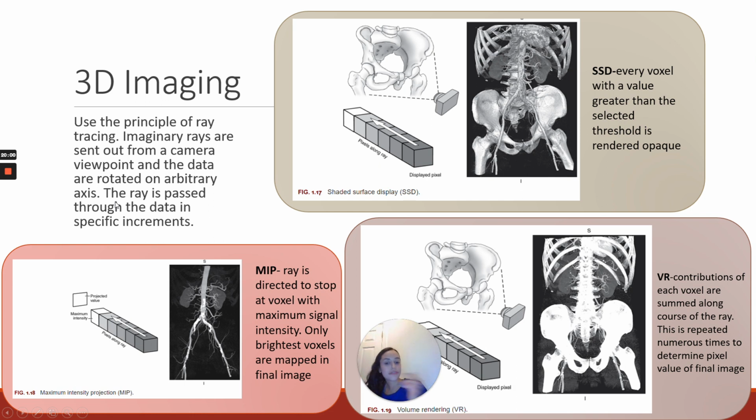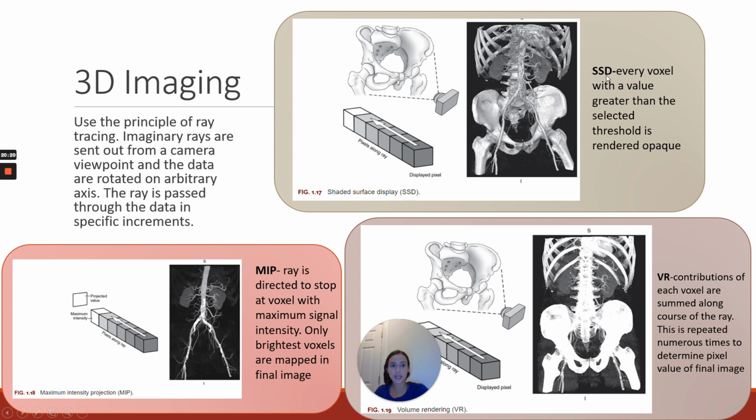3D imaging, just to finalize this chapter, uses the principle of ray tracing. So imaginary rays are sent out from a camera viewpoint and the data are rotated on an arbitrary axis. The rays pass through the data in specific increments. So what does all that mean? There are different kinds of 3D imaging that we can get.